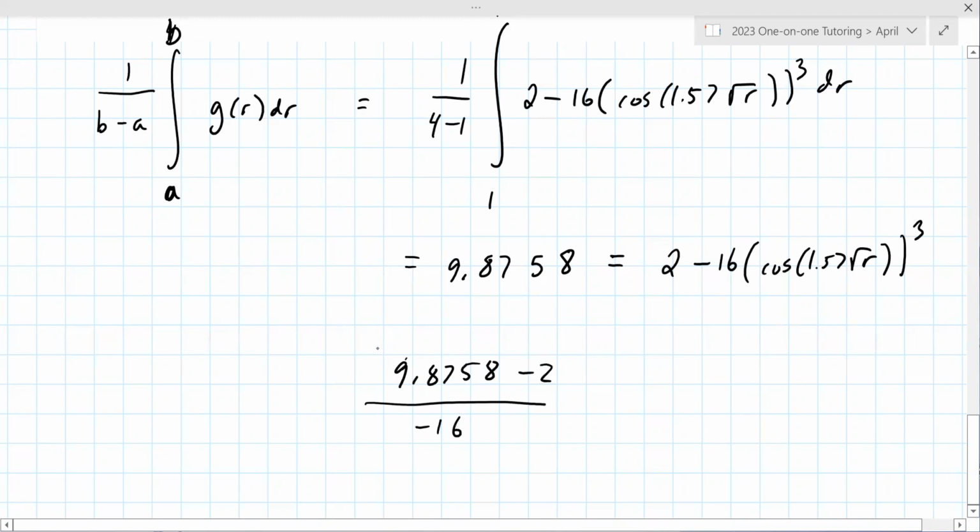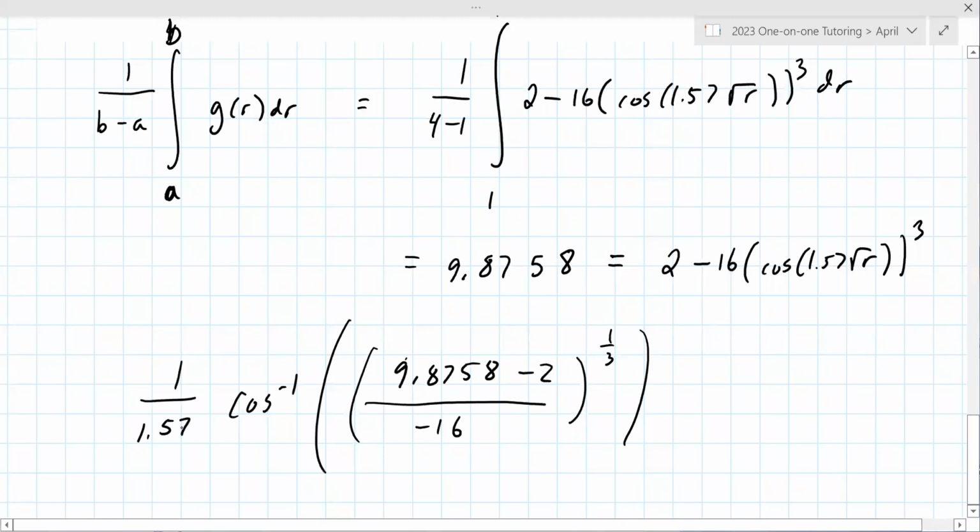So then it's the cube root of that. Then it's the cosine inverse of that. And then you multiply by 1 over 1.57, and then you square it. That equals r.